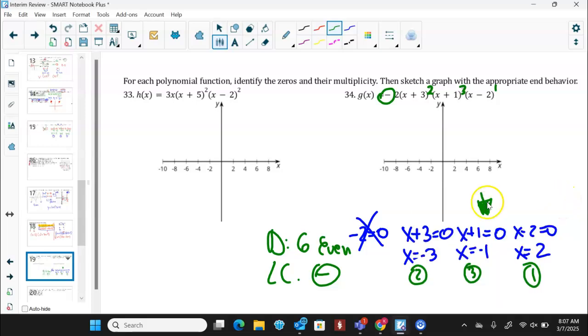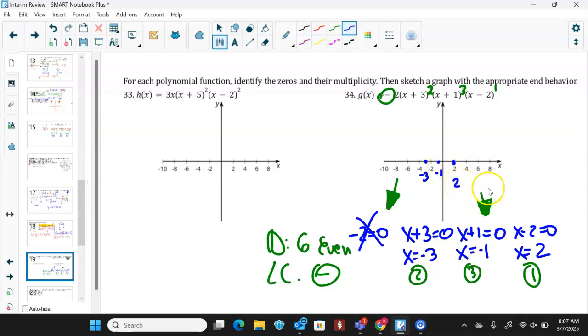That also means that my other tail is going to also end this way because it's an even function. Now I'm going to have the zeros. I'm going to plug them in. So I got -3 here. I got a -1 here. And I got a 2.